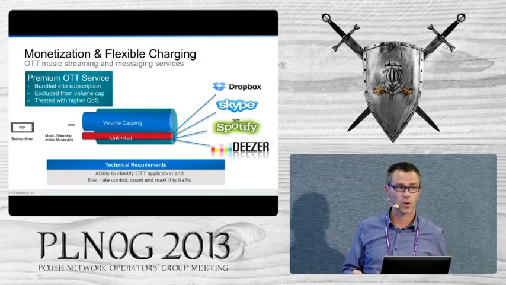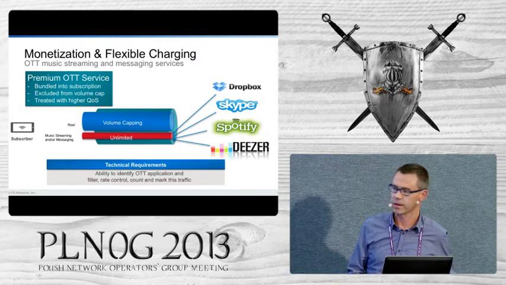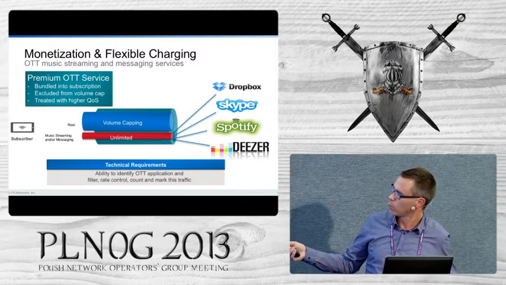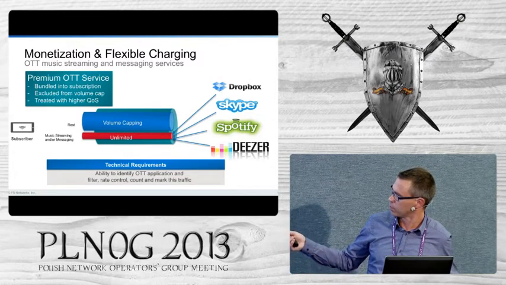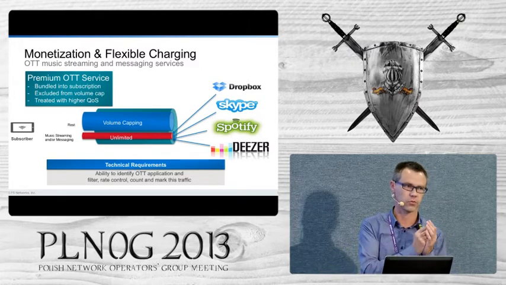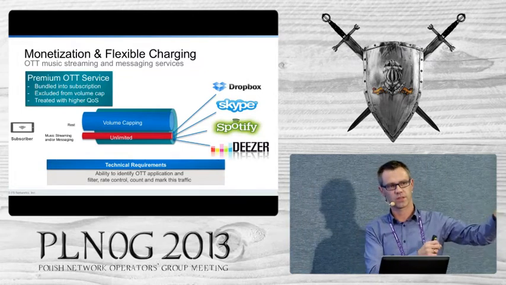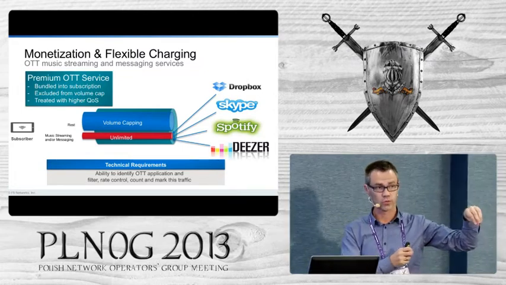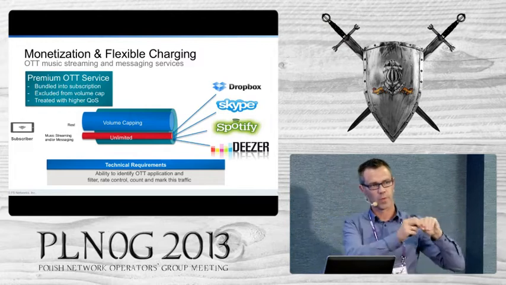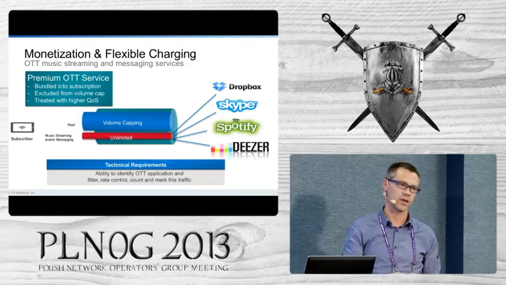The other thing that some operators are thinking about is providing an end-to-end QoS guaranteed service. So what we would have to do in this case is not only take it out of the volume cap, but we also have to give it a diffserv code point marking so that the GGSN and P gateway can treat that diffserv code point as a way to map the traffic into a dedicated bearer which has a higher QoS on the LTE network.